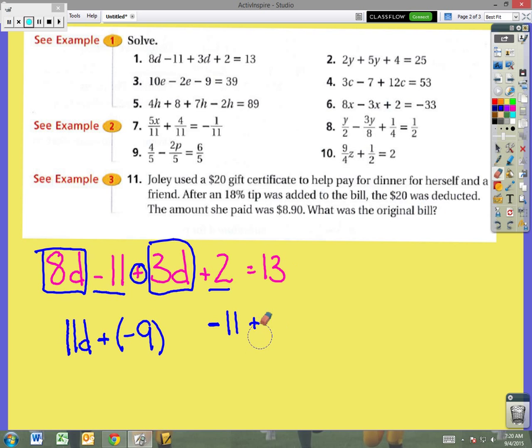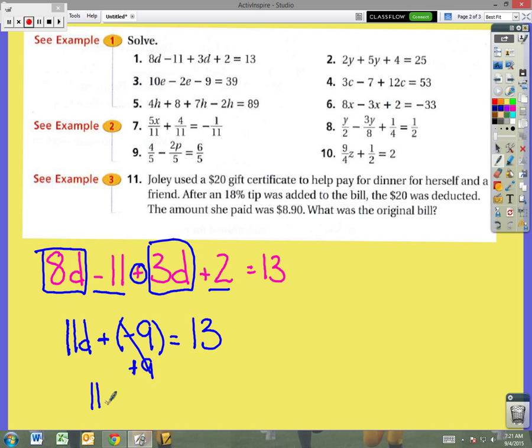Let me erase this here. Now I still can't forget about that other side of the equation, which equals 13. Now when I have this, and the reason why I put this in parentheses is to show a little separation between the addition sign and the subtraction sign. What's the opposite of negative 9? Positive 9. So that means I'm going to add 9. And that leaves me with nothing, which is what I want.